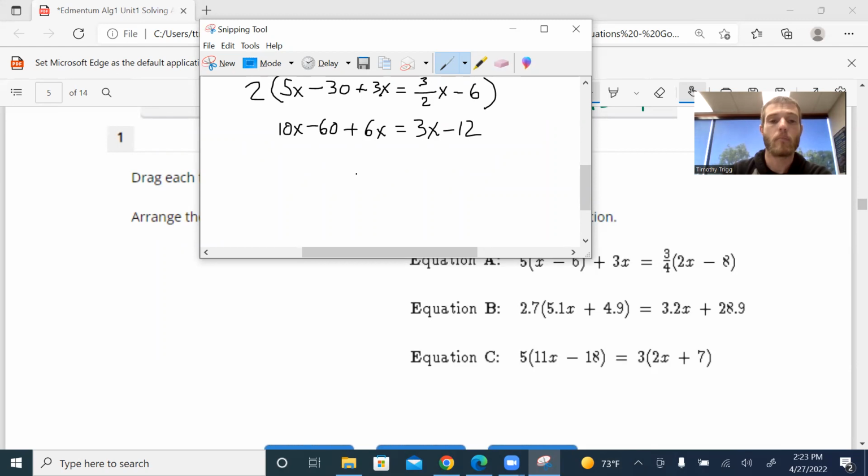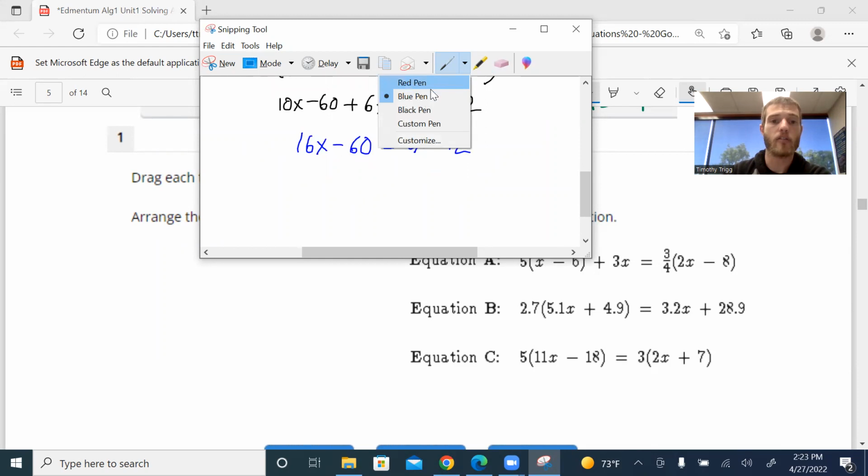Okay. We can combine like terms here on the left side. 10x plus 6x gives us 16x. We also have a minus 60 over here. On the right side, we have a 3x minus 12.